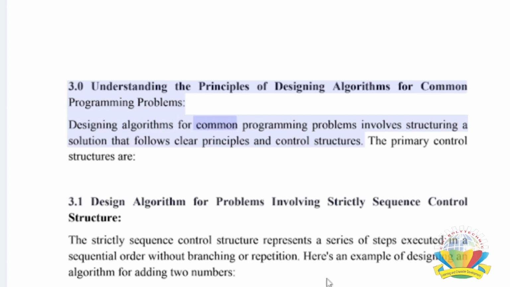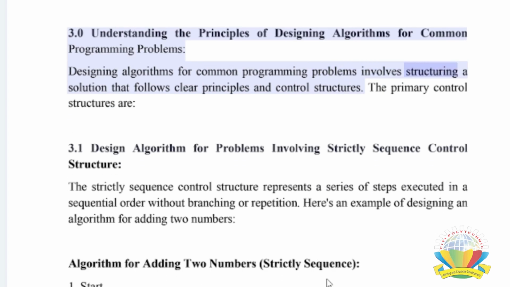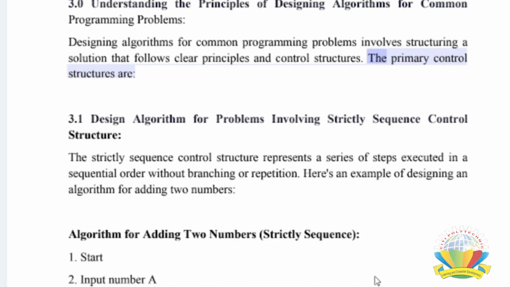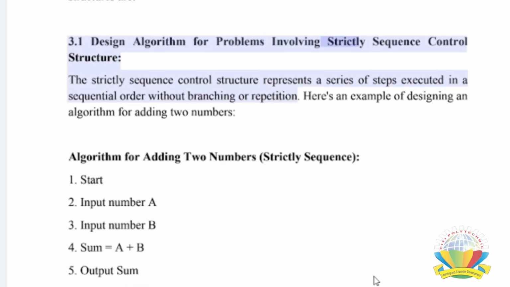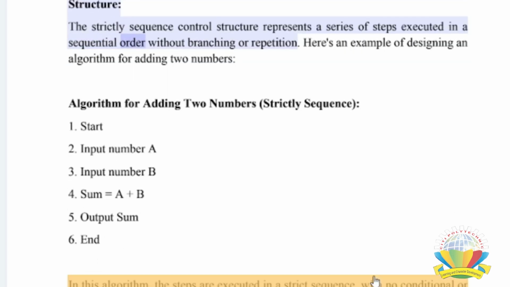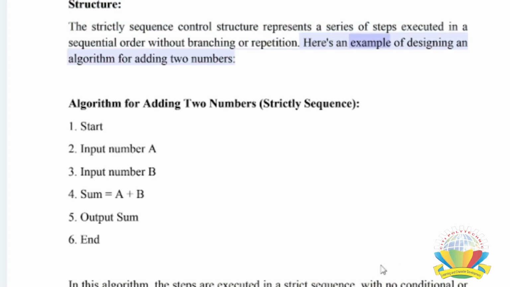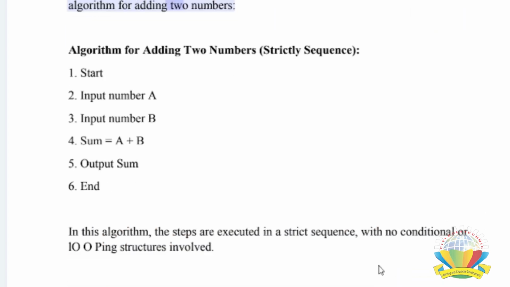3.0 Understanding the principles of designing algorithms for common programming problems. Designing algorithms for common programming problems involves structuring a solution that follows clear principles and control structures. The primary control structures are: 3.1 Design algorithm for problems involving strictly sequence control structure. The strictly sequence control structure represents a series of steps executed in sequential order without branching or repetition. Here's an example of designing an algorithm for adding two numbers.